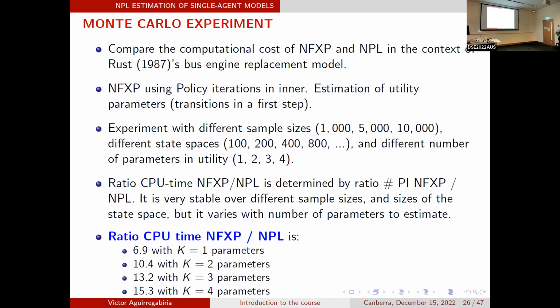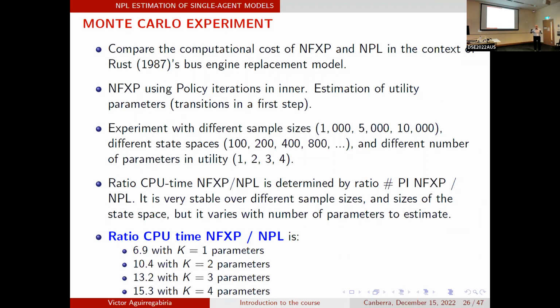In our case, we have to do this only in every outer iteration. In the inner iteration, the maximization of the likelihood with respect to theta, we don't have to make any of this matrix inversion, okay? Then what we got is that this ratio between the number of times that we need to evaluate this policy iteration operator in the two algorithms is super stable across sample sizes, perhaps not very surprising, very stable over different state spaces.